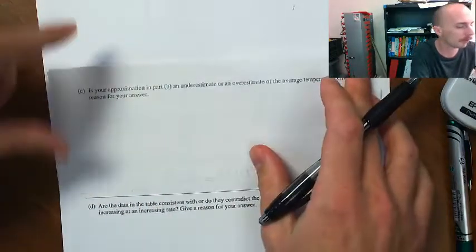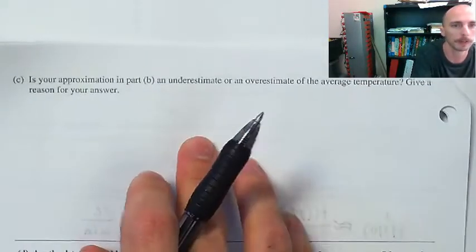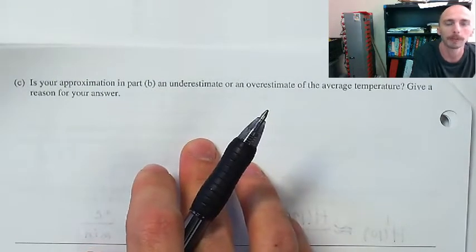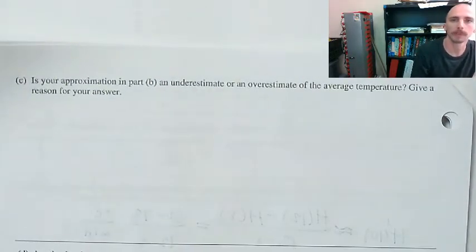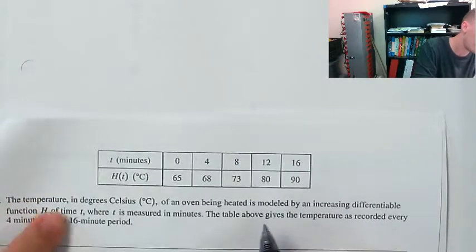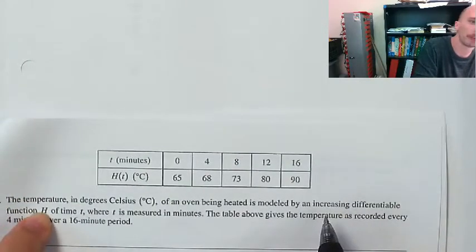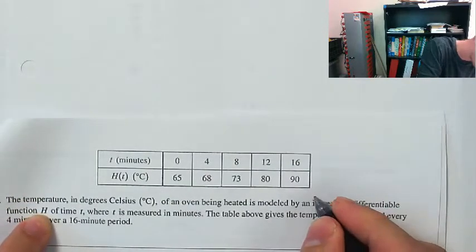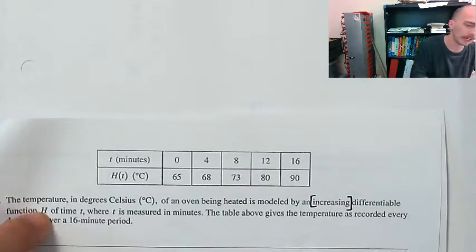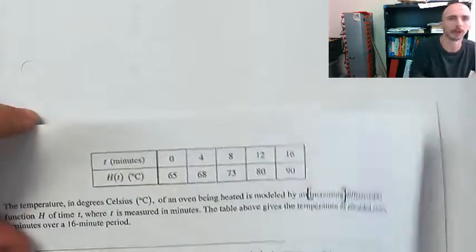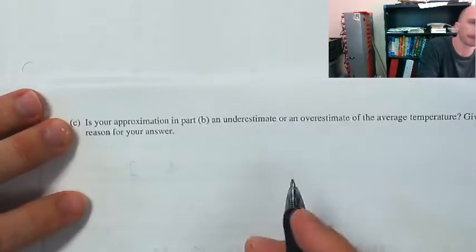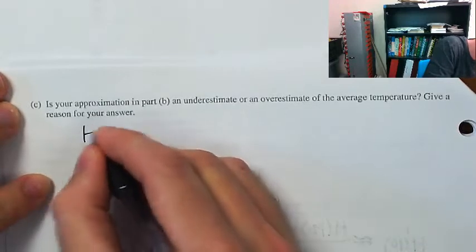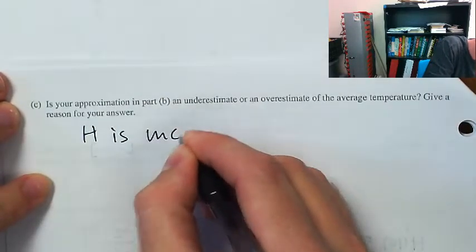So, is my approximation in part B an underestimate or an overestimate for the average temperature? Okay, it must be that they told me something about whether h was increasing or decreasing. It did definitely seem like it was increasing. Yes. H is increasing. That's going to be useful. And it's continuous, so that means that it was integrable. I don't think you need to say that. Okay. H is increasing.